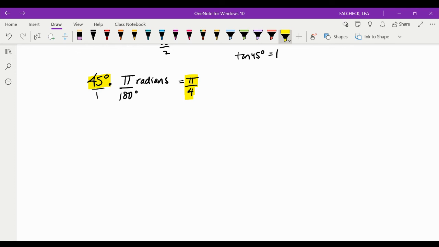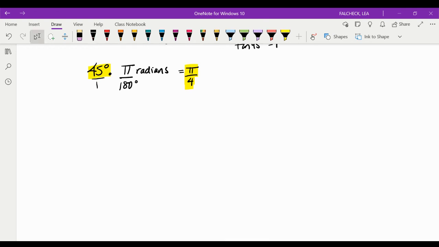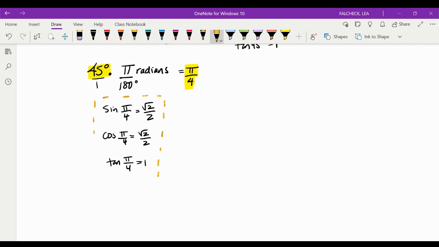They are equivalent. So let's rewrite all the things that we figured out above: sine of 45, cosine of 45, tangent of 45, but this time in radians. So we have the sine of pi over 4 equals root 2 over 2. The cosine of pi over 4 equals root 2 over 2. And the tangent of pi over 4 equals 1. These are all things that you should have memorized. These need to be at the ready.